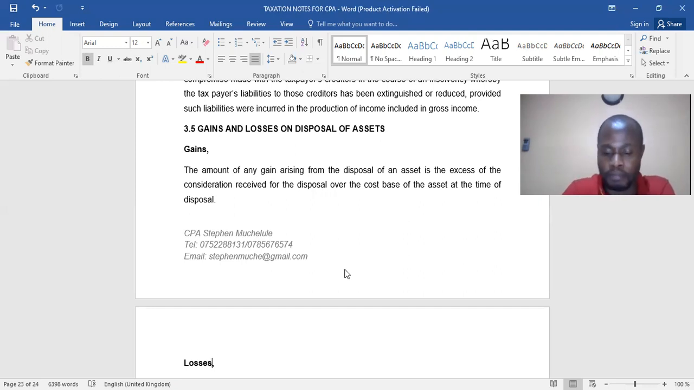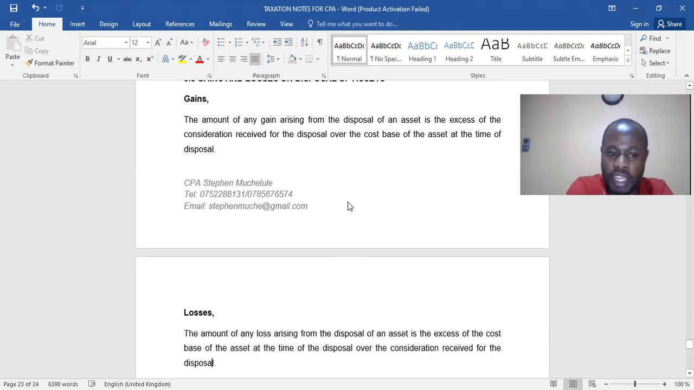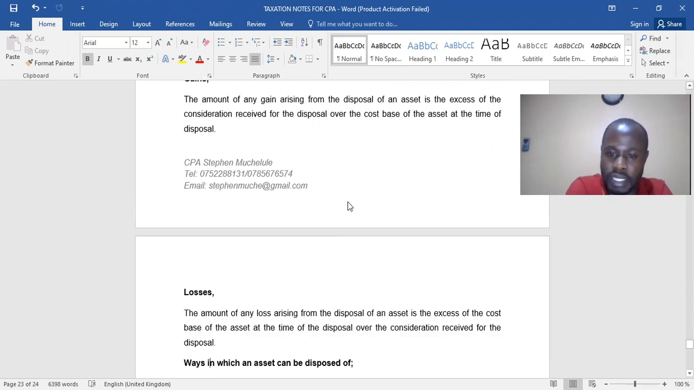So we are going to end on gains and losses on disposal of assets. A gain is any amount which arises as a result of the disposal of an asset, in which case the consideration received from the disposal exceeds the cost base of the asset at the time of disposal. In the case of losses, the cost base of the asset exceeds the disposal proceeds at the time of disposal.